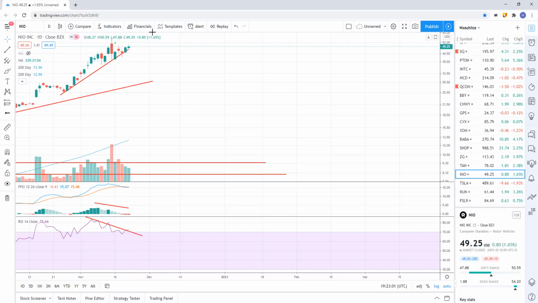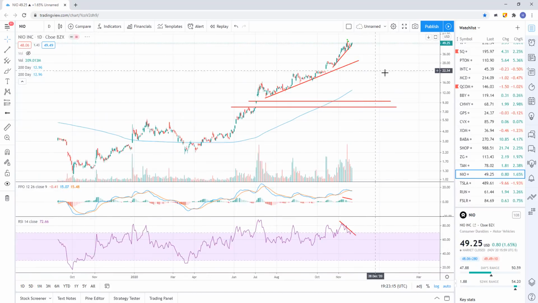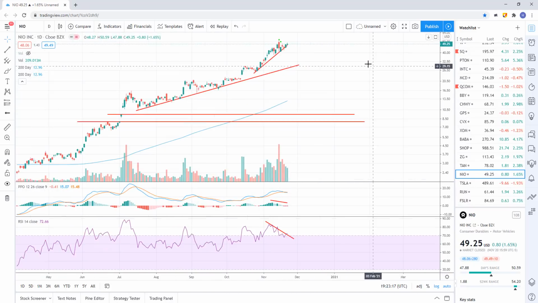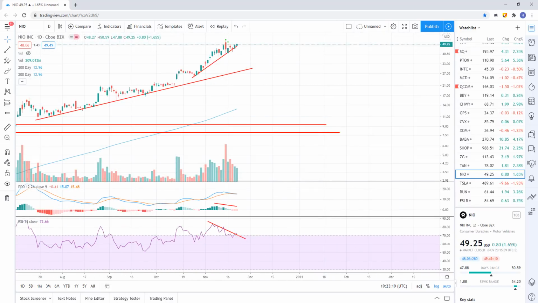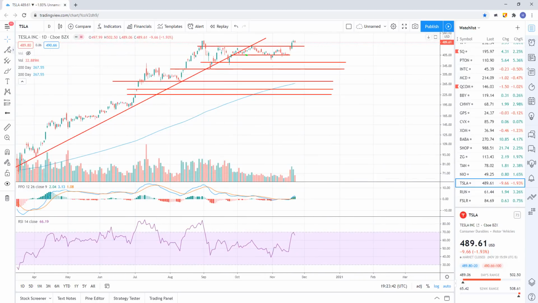So I look for a break of this uptrend line, to get a nice impulsive breakdown. That sets in motion this other trend line that it's had, which is a drop of about 30-40%. So that's kind of the trade for now. And I know Tesla obviously just had a headline where they joined the S&P, but technically I think this is primed to sell off.